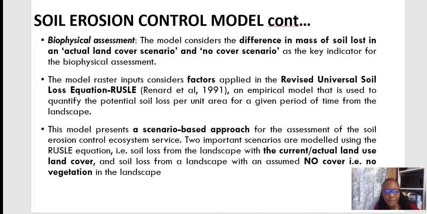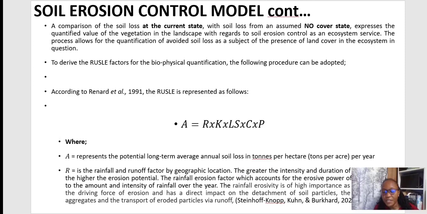The model presents a scenario-based approach for the assessment of the soil erosion control ecosystem service. Two important scenarios are modeled using the RUSLE equation. What we mean in this case is soil loss from the landscape with the current or actual land use land cover, and soil loss from the landscape with an assumed no cover or no vegetation. Therefore, a comparison of the current state with soil loss from an assumed no cover state expresses the quantified value of the vegetation in the landscape with regard to soil erosion control as an ecosystem service.